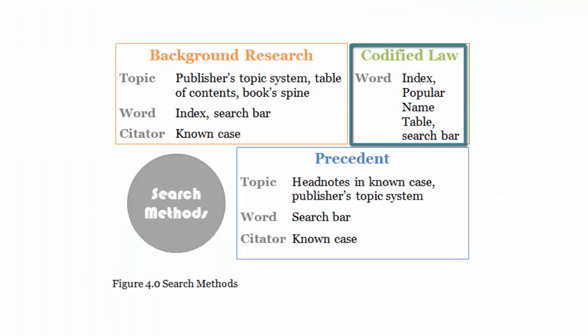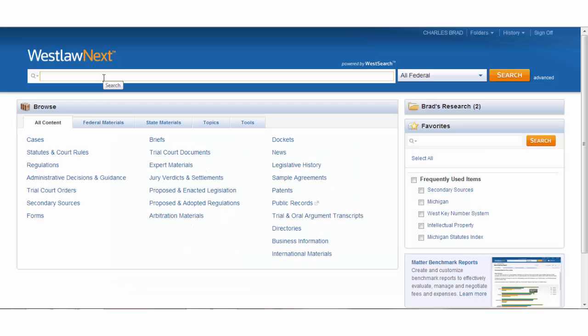Now there are technically three different ways to get into the statutes: the index method, popular name table, and using the search bar. But within those three, there are dozens of ways to navigate a statute, to find a statute and then to navigate it. Obviously, the first way is if you know the citation, then you just type in the citation.